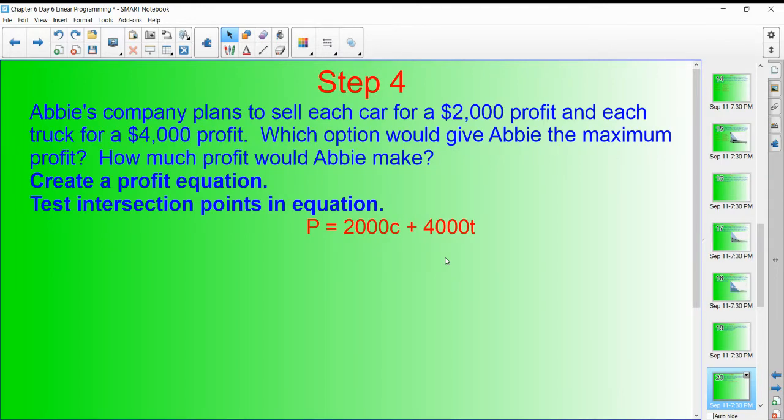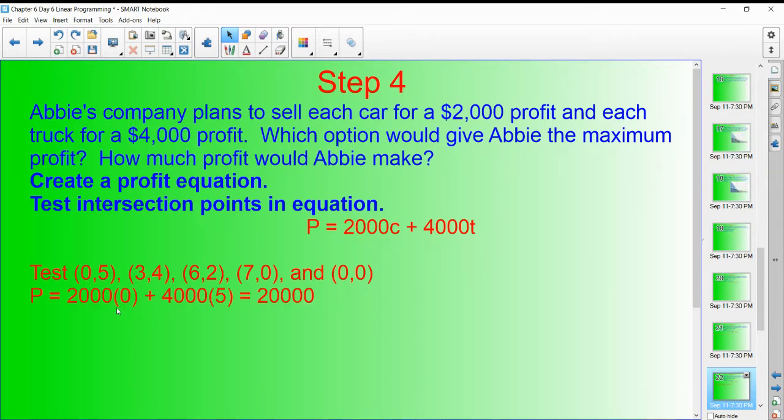I'm going to test every single point that I just found in the previous slides into my profit equation. So I'm going to test 0, 5; 3, 4; 6, 2; 7, 0; and 0, 0. I like to do this all on graph paper, with the graph next to the inequalities, next to the equations. What I can do is test each point in. So I put 0, 5 in, and then I get $20,000, which is a good profit.